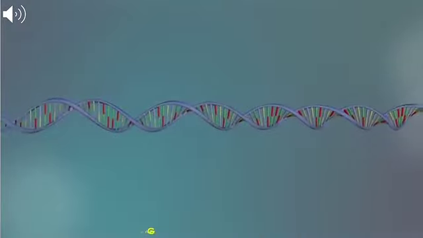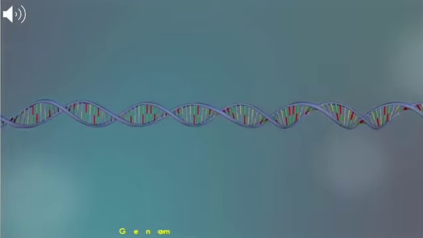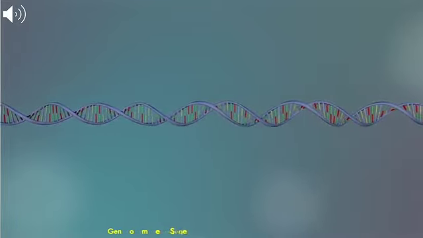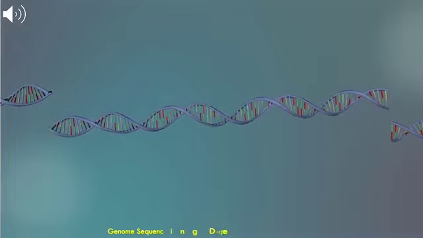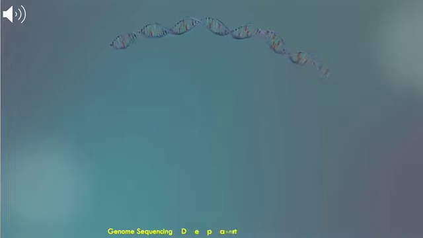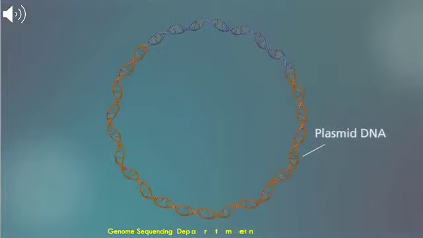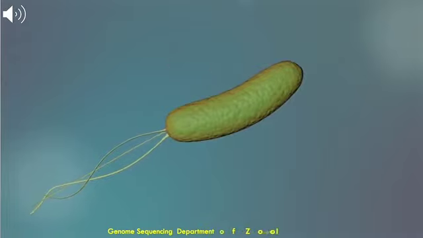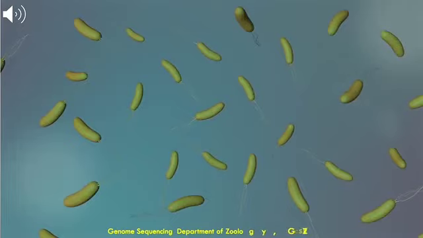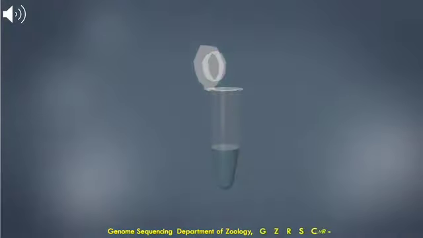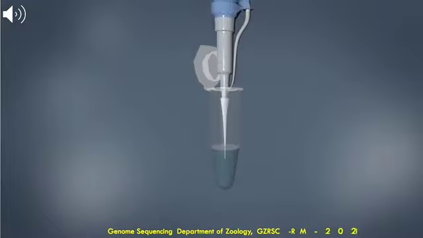DNA sequencing is the process of working out the order of the building blocks or bases in a strand of DNA. Before we can sequence the DNA, it has to be cut up into smaller pieces that are inserted into plasmid DNA, and then put into bacterial cells. This makes it possible to produce lots and lots of copies of it as the bacterial cells multiply. The DNA is then isolated from the bacteria and sent for sequencing.